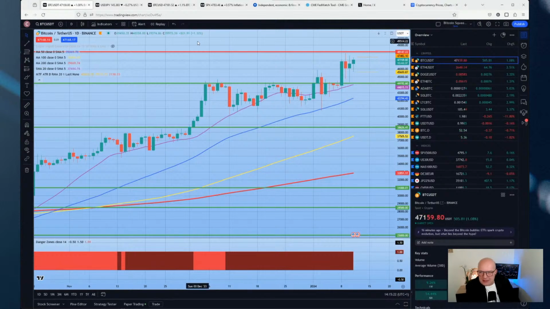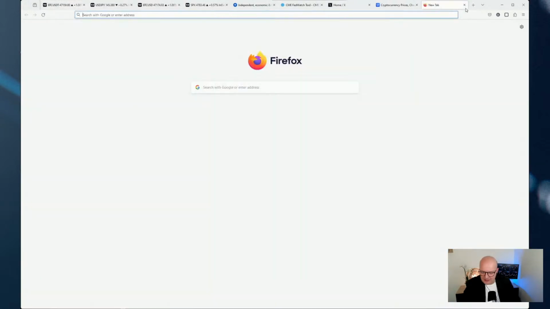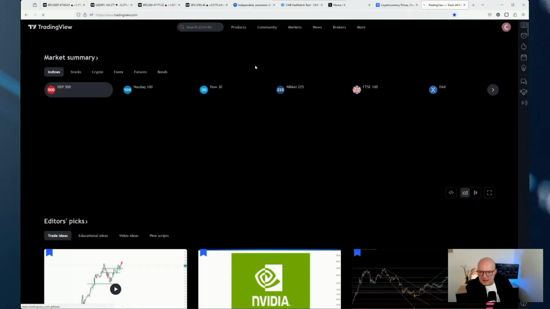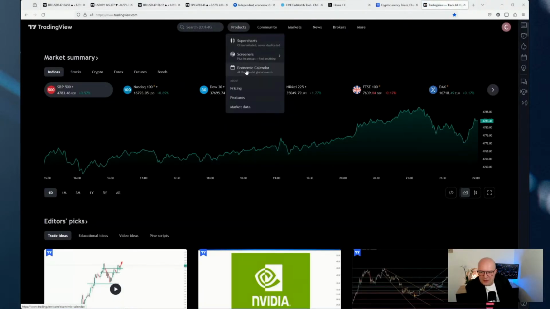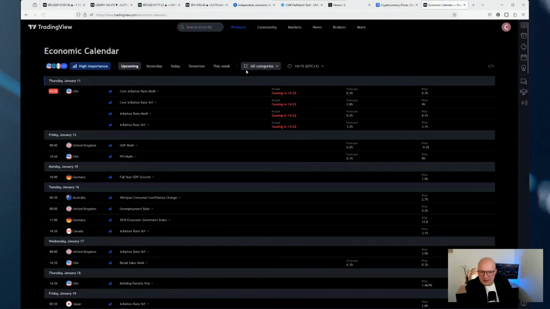All right, so let's have a look at the inflation data. Let me quickly access TradingView for this. You can find it here on TradingView under economic calendar. That's why I always click on high importance, because I'm only interested in high importance data. You can see inflation coming out here in about 14 minutes.